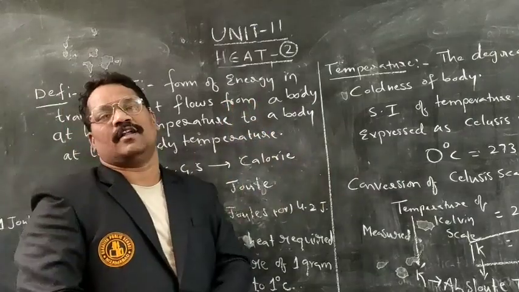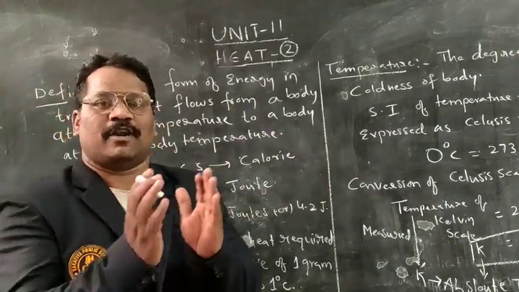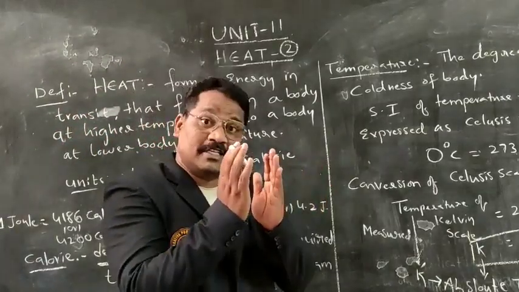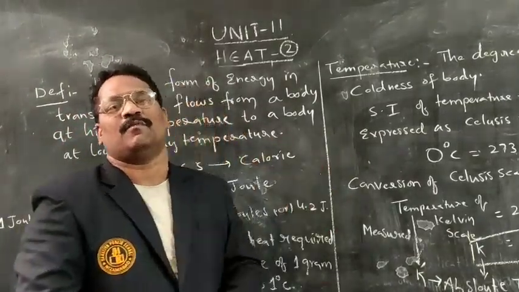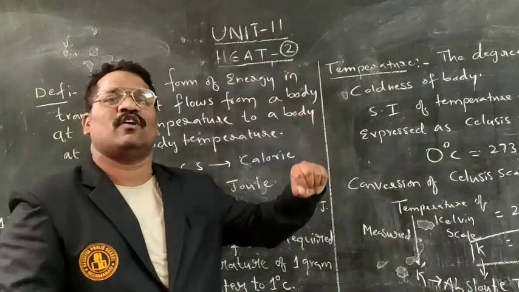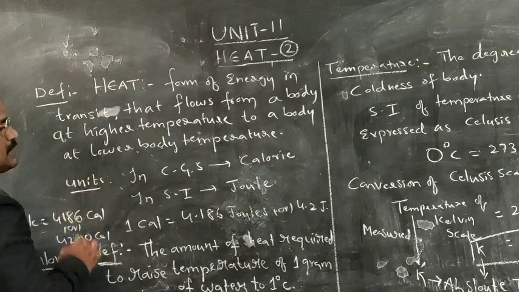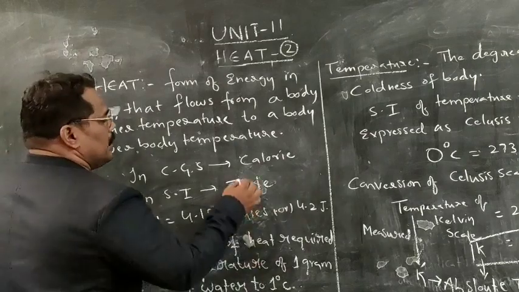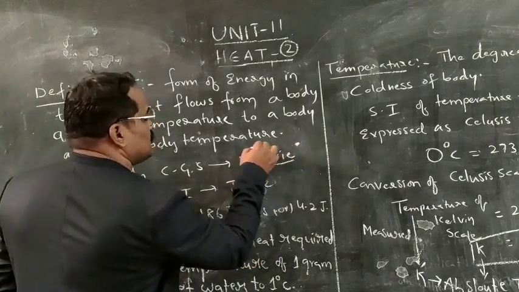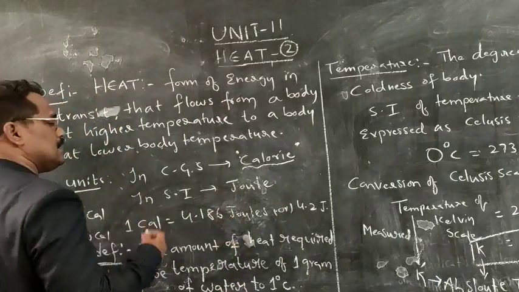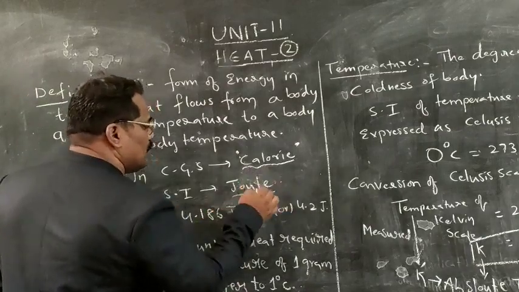Another definition for heat is what? The sum of potential energy and kinetic energy of molecules is also termed heat. This heat has many units. It can be measured in the CGS system as calorie. In the SI system, it is measured as joule.